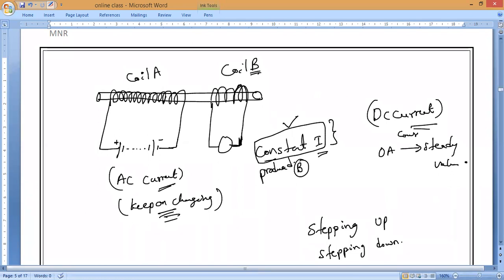So that magnitude depends on both the turns of coil A and coil B. That is what you have to remember. So if we see, step up and step down, the voltage of alternating current keeps on increasing.